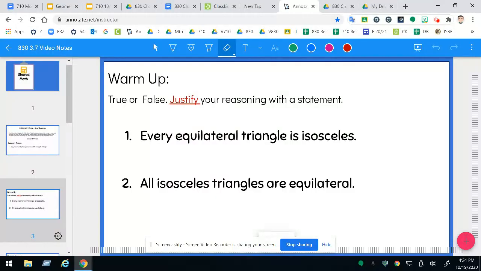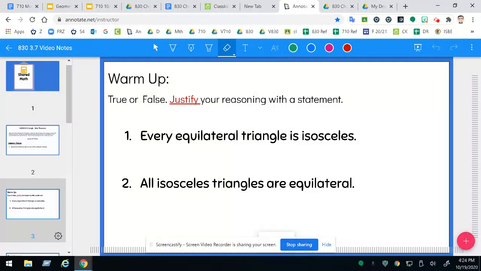So first, let's look at a warm-up problem. True or false, justify your reasoning with a statement. So we've got two statements here that we need to evaluate. I want you to look at them, say whether they're true or false, and justify means explain. So with a sentence or two or a diagram, explain why each of these two statements is true or false. Go ahead and pause the video right now and look at that.